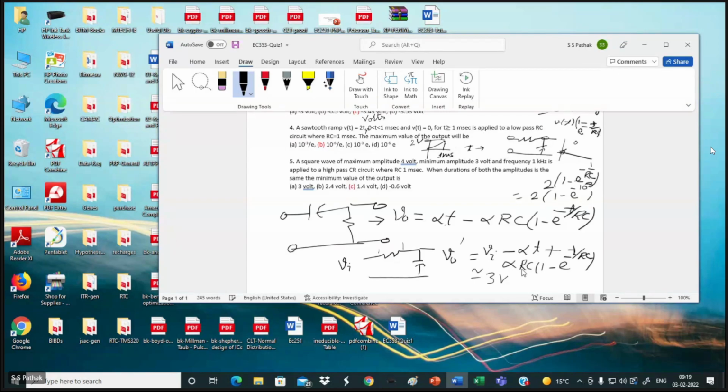Because this plus this is coming, minus this 2 into 10 to the power minus 3 is coming. So this plus this minus 2 into 10 to the power minus 3 I am putting. That will be much smaller than this 2 volt, so you can neglect it. It is basically this plus this, that is closer to 3 volt. Any question? Could I answer the question?